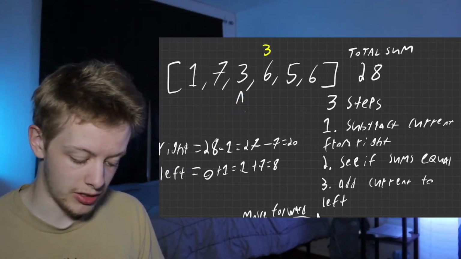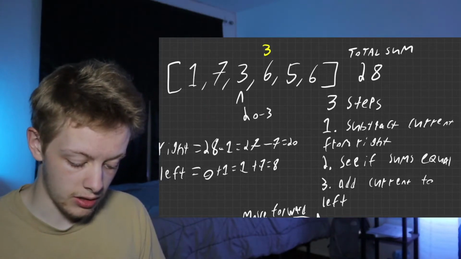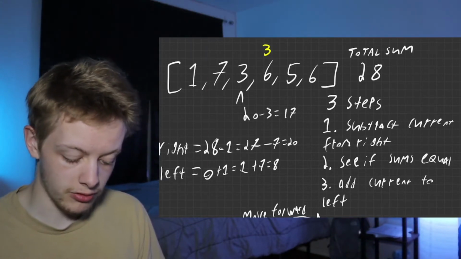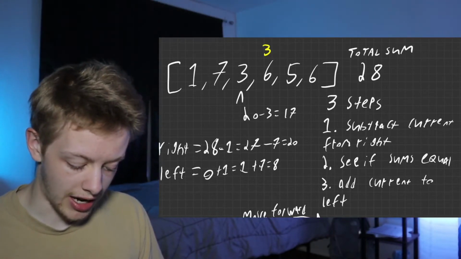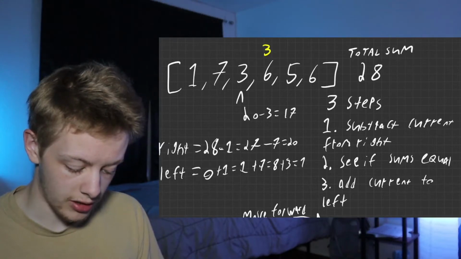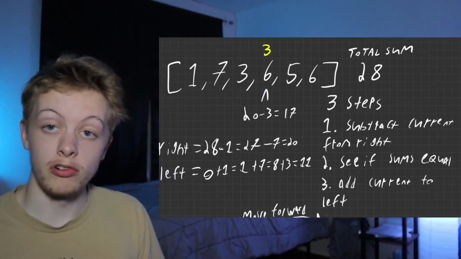So now it's going to be, let's see here. It's going to be 20 minus 3 is going to give us 17, for example, right? 17 doesn't equal 8. And so now we're going to have to add 3 to our left, 11. Now here's where the magic happens, right? We're going to get our pointer to 6.